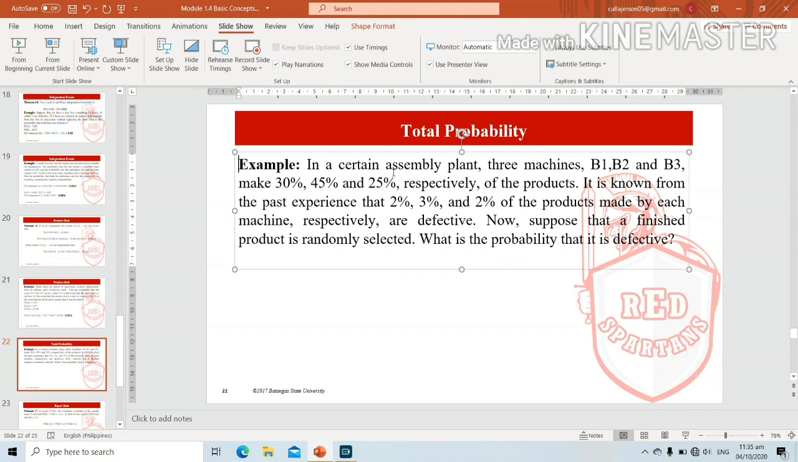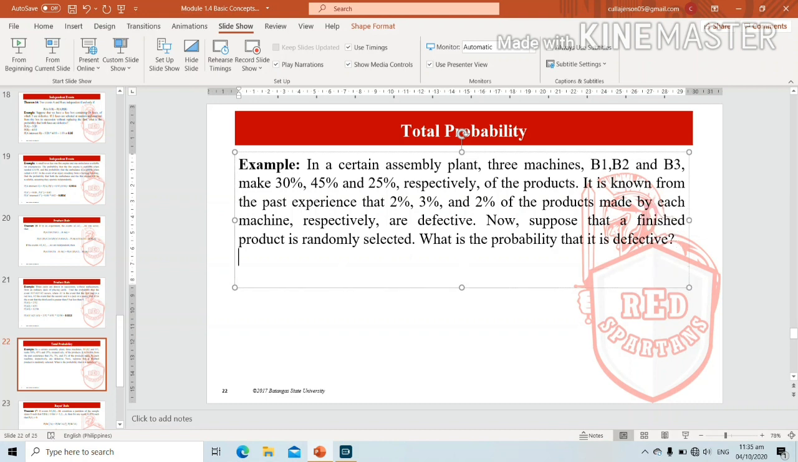In a certain assembly plant, three machines B sub 1, B sub 2, and B sub 3 make 30%, 45%, and 25% respectively of the product. It is known from past experience that 2%, 3%, and 2% of the product made by each machine respectively are defective. Suppose that a finished product is randomly selected. What is the probability that it is defective?